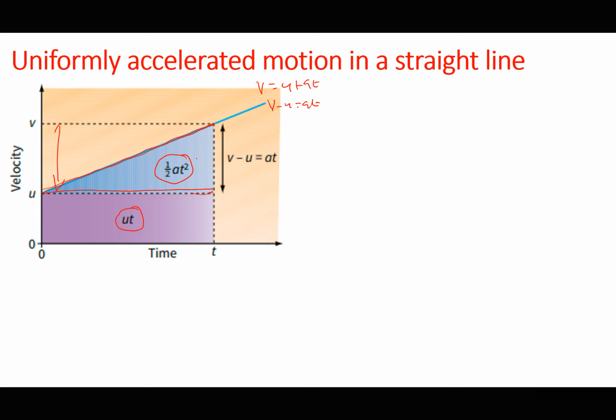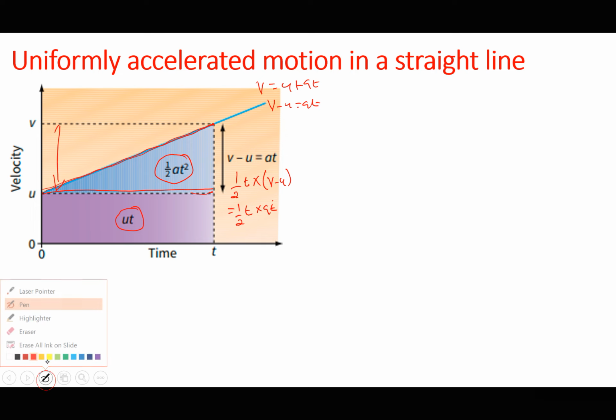So if I try to find the area, it is a half times t times v minus u, which is the same as a half times t times at. That's why the area of the triangle is a half at squared. If I try to find the gradient of this graph, I want to erase some of these things to make this space nice.